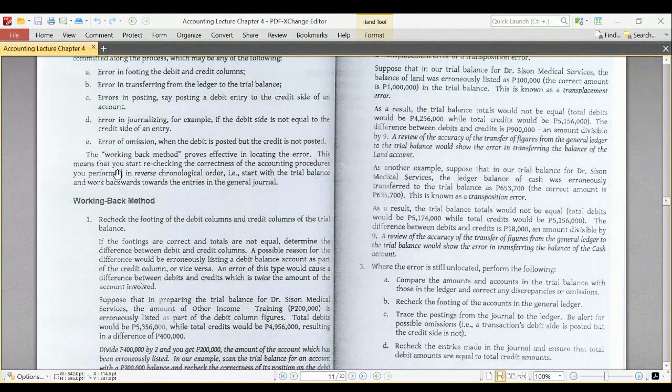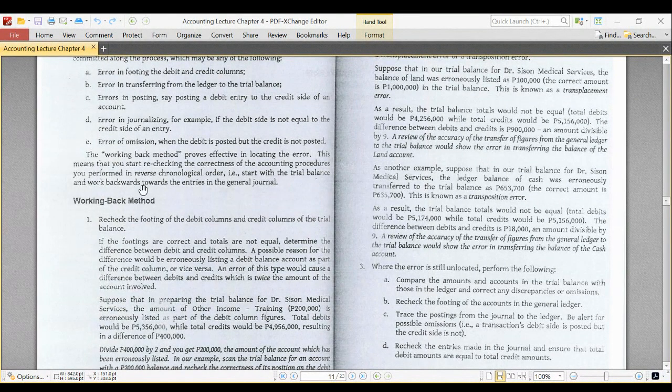So, ano ba yung effective way on how to detect errors? We have the working back method. When you say work back method, it proves effective. The working back method is effective in locating errors. This means that you start rechecking the correctness of the accounting procedures you performed in reverse chronological order. So work back. Diba naalala niyo? Pag work back, mag-start ka sa huli. Start ka sa huli hanggang mapunta ka sa una.